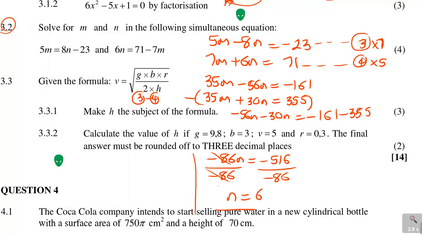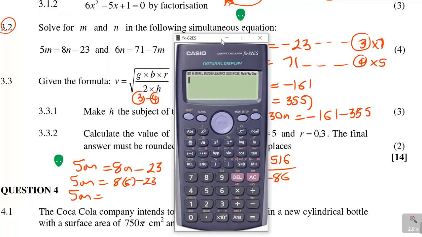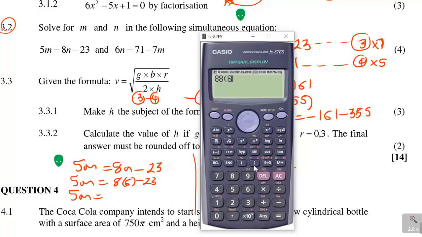And then from there, I can choose any equation from the original. 5m, remember, 5m is equal to 8n minus 23. Now I know the value of n is 6, so 5m is equal to 8 times 6 minus 23. So 5m is equal to, can use the calculator, 8 times 6 minus 23. Must be careful there, which is 25.